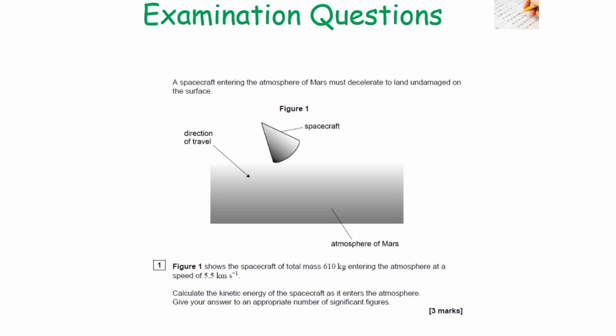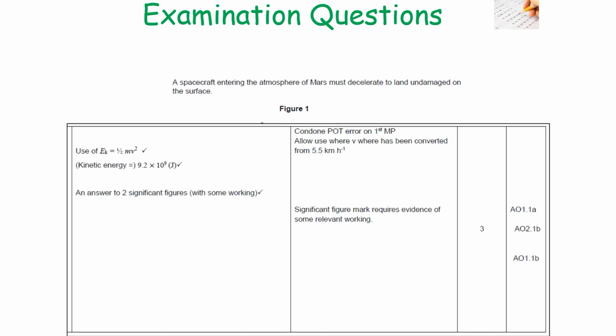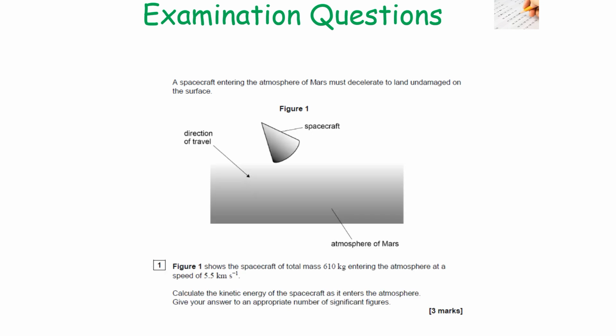Well, the first thing to note is we've got to know the equation for kinetic energy. So you know that kinetic energy is a half times mass times velocity squared. Now we know what our mass is, we're given it in the question. If we look, it's 610 kilograms. What's our velocity? Well, we know it's 5.5 kilometers per second. Now the trick here is, if we want to get our answer out in joules, we'll have to turn that into meters per second. So we'll be using 5,500 meters per second, because kilo means times 10 to the 3.